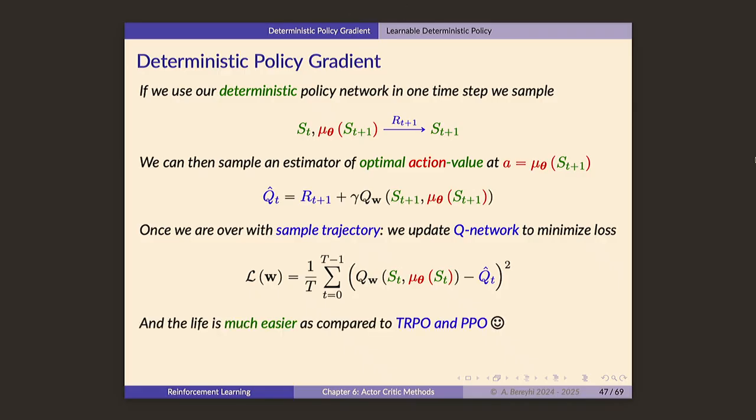So, no TRPO, no PPO, no trust region, nothing. Life easy, right? If it's really continuous action and if you're not so much obsessed with PPO or trust region, you can simply do that. And this is going to work, definitely. Questions? You got the idea?